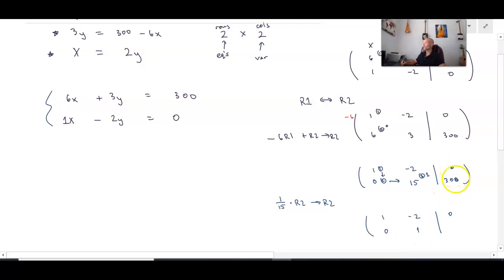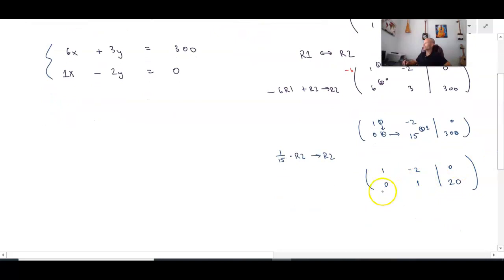1/15 of 300 is going to be 20, because 20 times 15 is 300. Okay, and now that we have that, we can see that y is equal to 20. It's very tempting to want to use substitution at this point and plug in 20 for y, but we don't want to do that because a calculator is not going to do it that way.